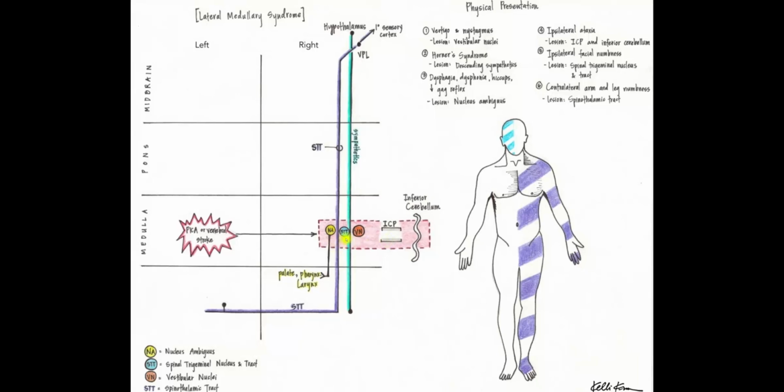And here is the spinal trigeminal tract and nucleus, so they get ipsilateral facial decreased sensation. And here's our spinothalamic tract. So a lesion in the lateral medulla will give you contralateral loss of pain and temperature. So again, if our lesion is on the right side, the patient will have a loss of pain and temperature on the right side of the face and in the left arm and leg.